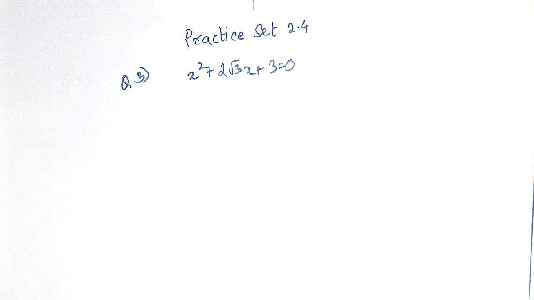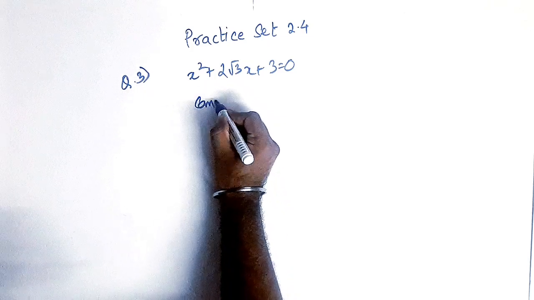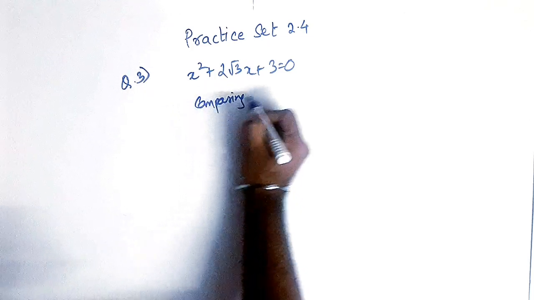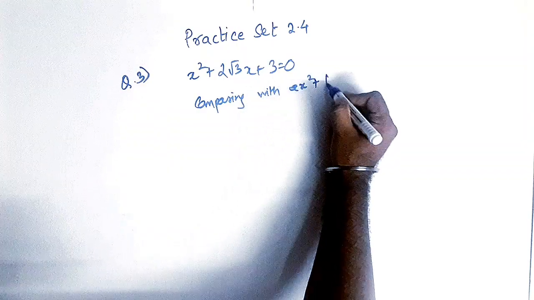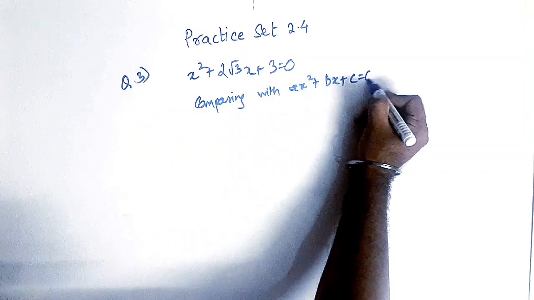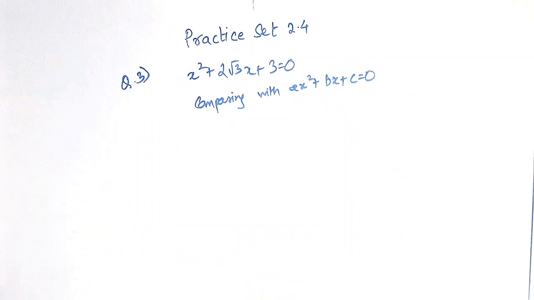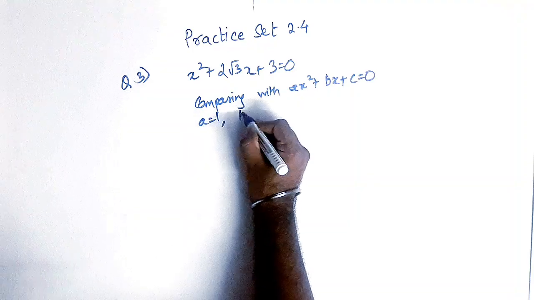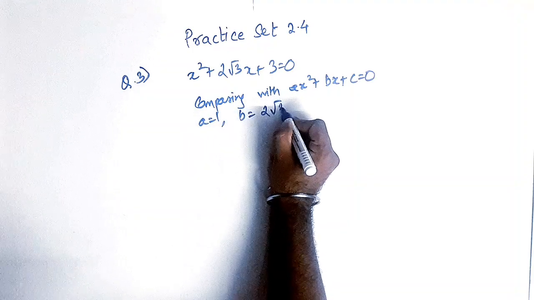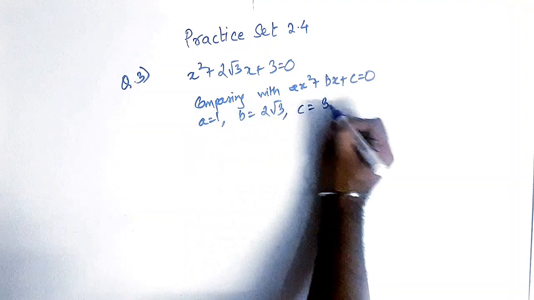Okay, question number 3, if you observe, they have given a flow chart, but we will just do it like a normal sum. First step is comparing with the standard form, that is ax square plus bx plus c equals to 0. Okay, here a equals to 1, b equals to 2 root 3 and c equals to 3.